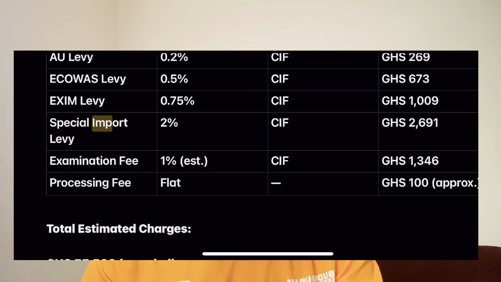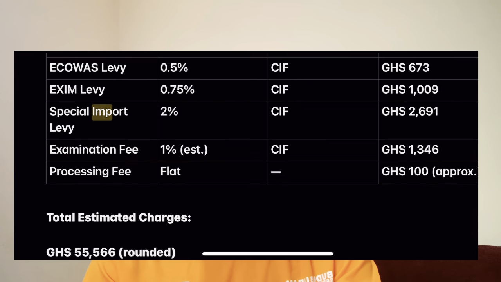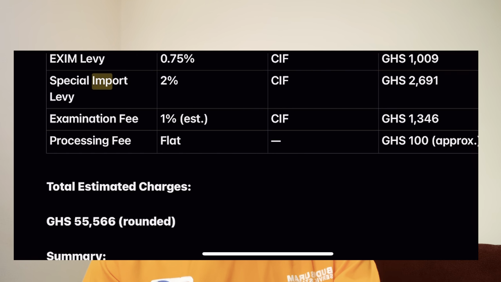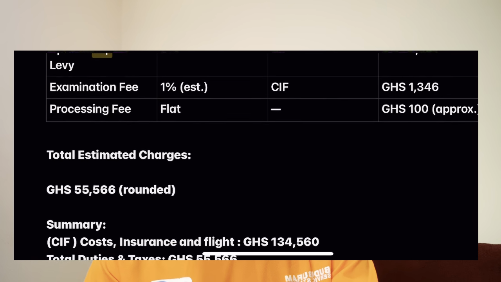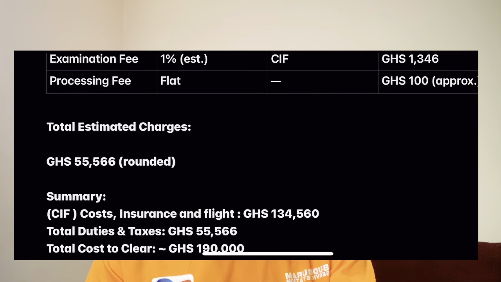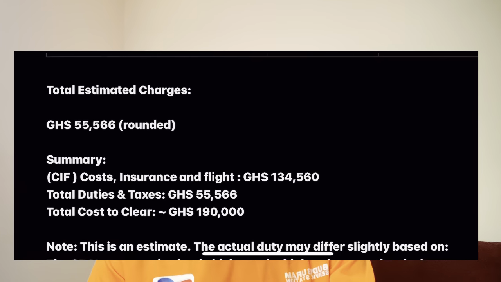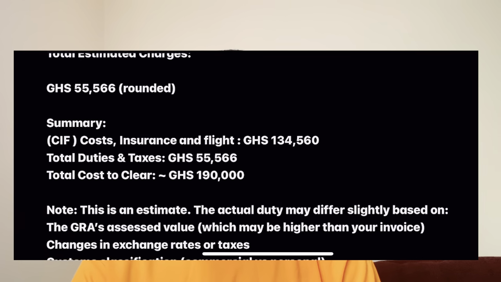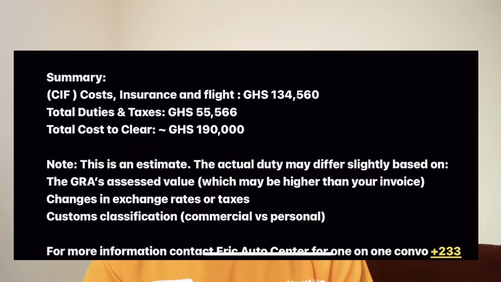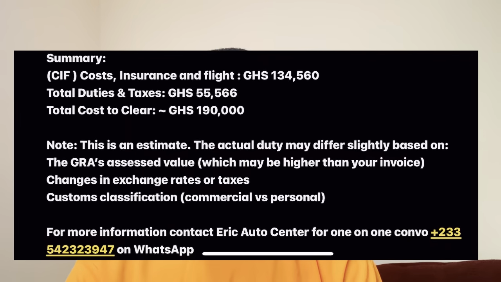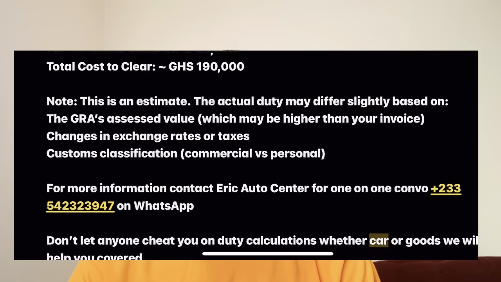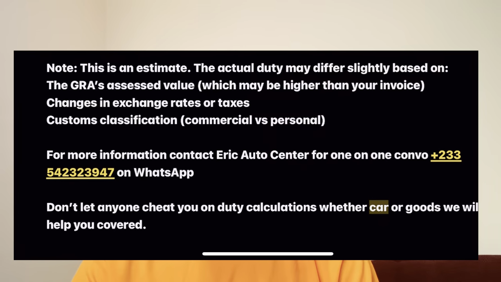Import duty. And this car is a Toyota Corolla 2016 model, which was bought last month in the middle of 2025. So now this is the total estimated charges for the whole, rounded 55,566, and the cost summary for the cost, insurance, and freight, the car itself, is 134,560 Ghana cedi.